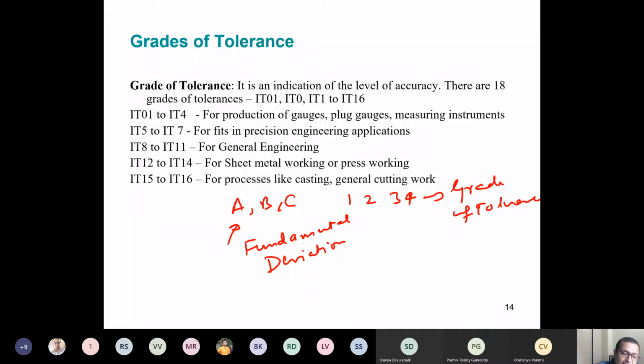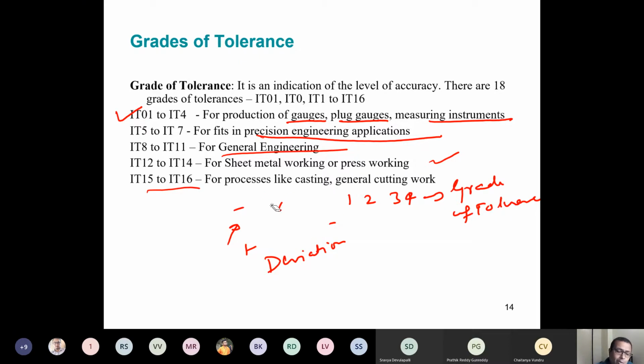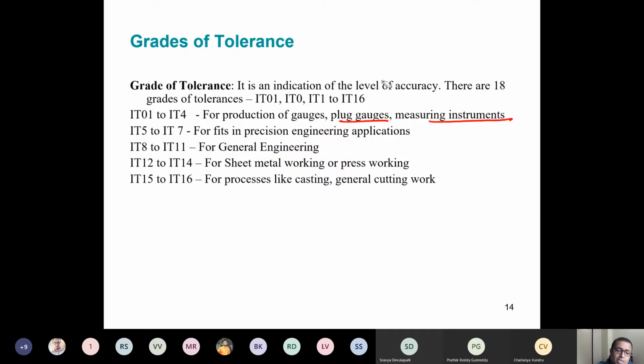This grade of tolerance means that 0, 1 to 4 is for gauges, plug gauges, measuring instruments, where you require very tight tolerances. Then 5 to 7 is for precision engineering applications. Then 8 to 11 is general engineering. 12 to 14 is sheet metal, where you have larger tolerances. And 15 to 16 is for cutting, casting, very coarse applications. The lower the grade, the more stringent the tolerance requirement. So I wanted to give you some feel for what these grades of tolerances mean.